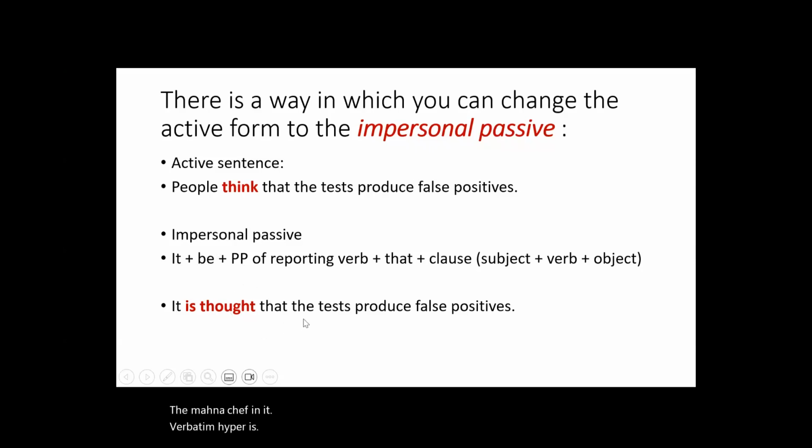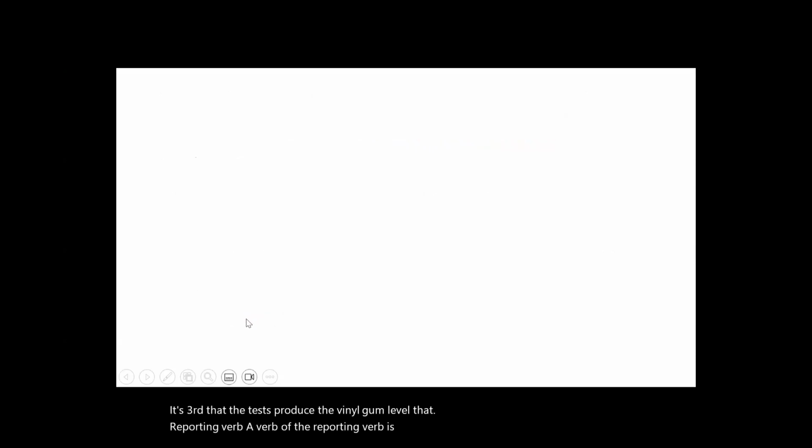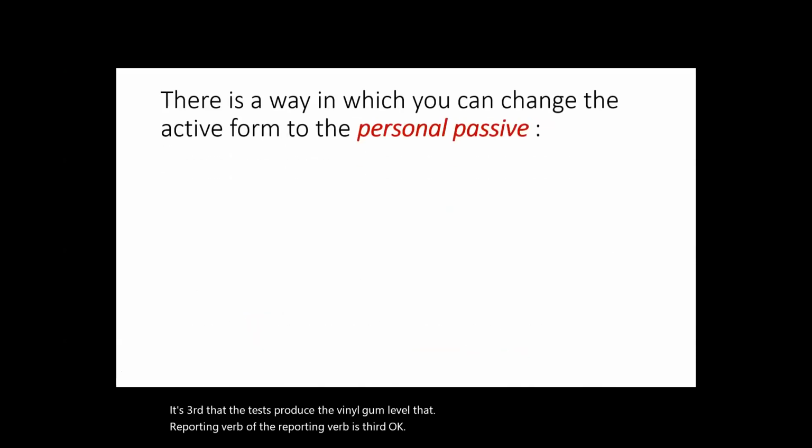It's thought that the tests produce. طبعا الجملة اللي بعد ذات كلها ما بتتغيرش، بتنزل زي ما هي، بغير في الجملة الأولانية بس اللي هي بتاعة reporting verb. يبقى verb to be PP of the reporting verb is thought. Okay. There is a way in which you can change the active form to the personal. طبعا أنا عندي الفرق ما بين personal impersonal، إنه impersonal بيبقى formal أكتر، personal بيبقى أكتر قريب جدا للأكتيف فورم.